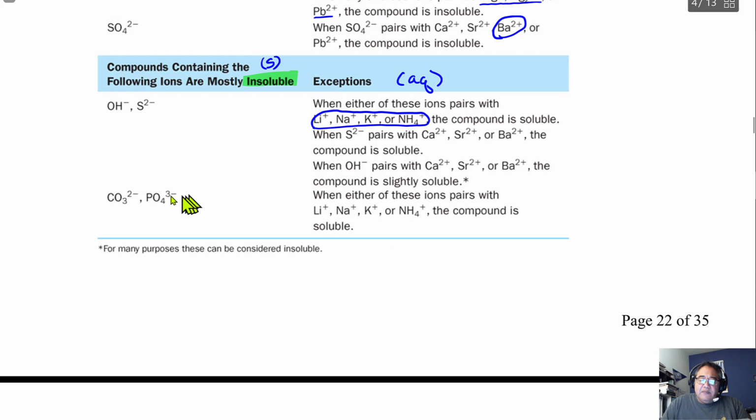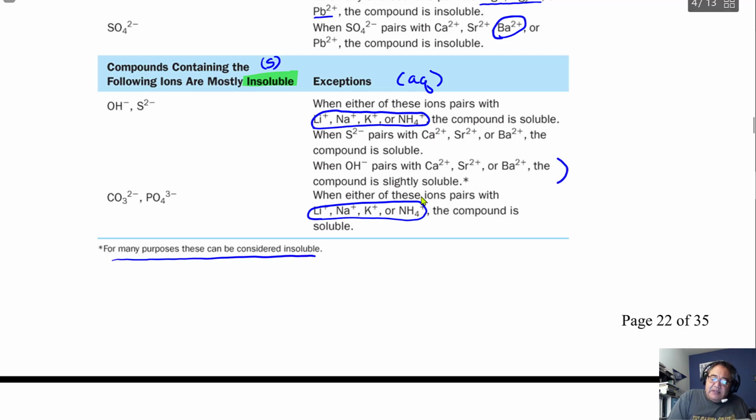And then these ones are generally insoluble, and the only time that they're not is when, again, they're with these compounds, okay? Now, this term slightly soluble, right? For many purposes, these can be considered insoluble. Slightly soluble means it dissolves a little bit, okay?